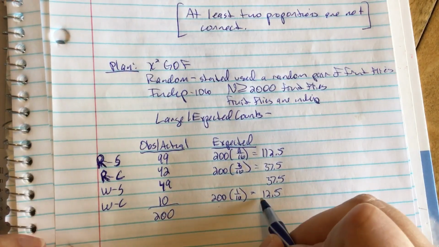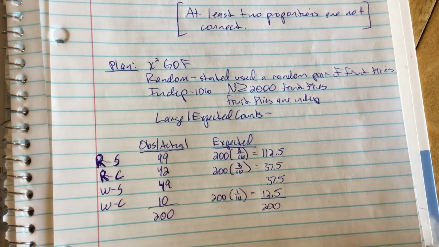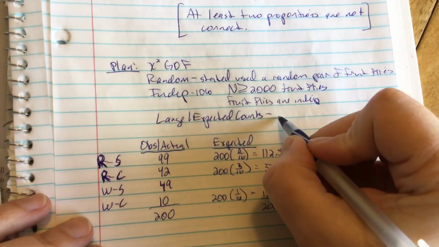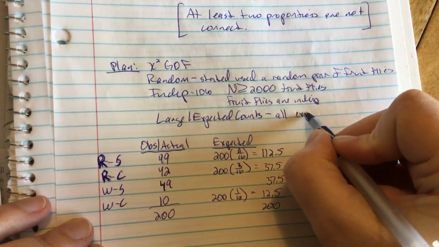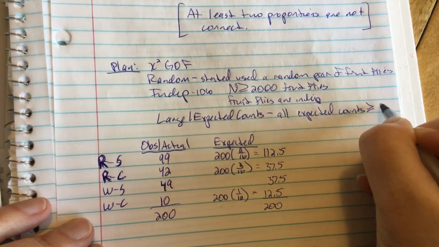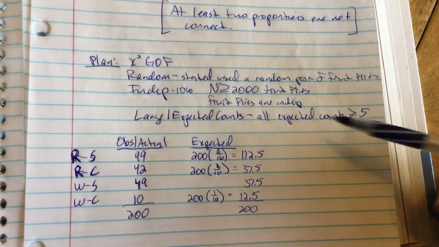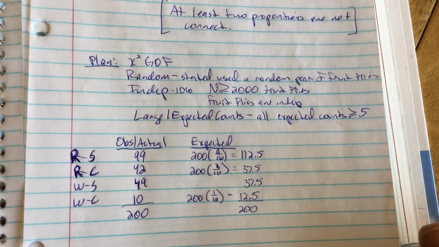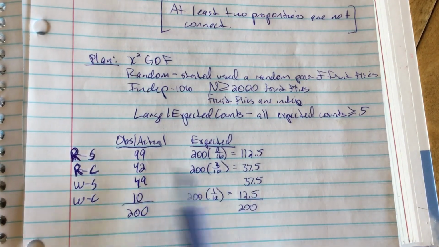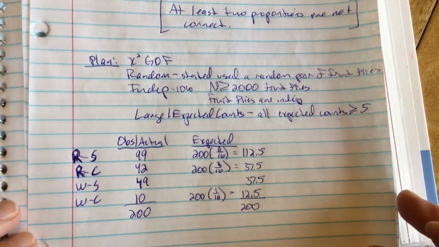Okay. So again, this should total 200, and it does. Are my expected counts all greater than 5? Yes, indeed. So all expected counts are greater than or equal to 5. So conditions are met. And again, don't make that statement without showing this work. You gotta show those expected counts.